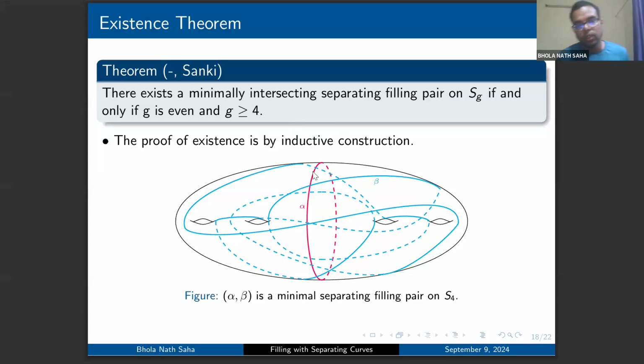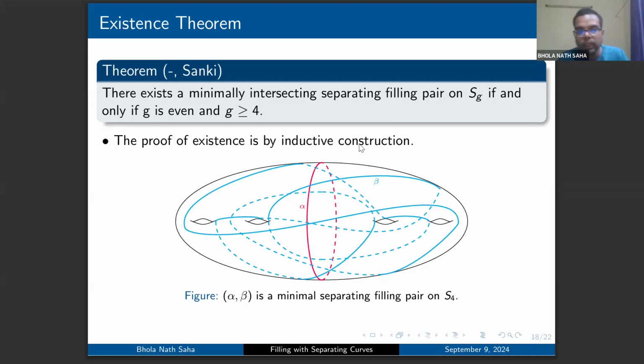Now, a question is: does there really exist a minimally intersecting separating filling pair on a surface? So the answer is yes. We have shown that there exists a minimally intersecting separating filling pair on Sg if and only if g is even and g is greater than or equal to 4. The proof of existence is by inductive construction.